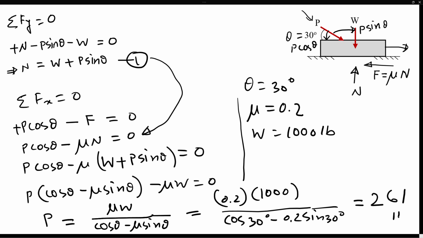Then the value for P I found is 261 pound force. So this is the 261 pound needed just to initiate the movement. You're not going to move. It is still a static position, just to impede the motion to the right direction.